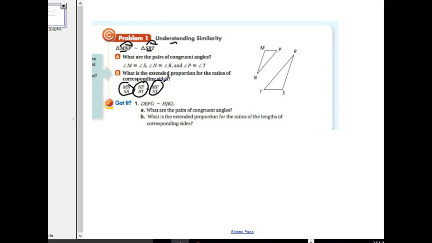Let's look at the Got It. This time it is a four-sided figure. It's not really drawn for you, and you don't really need it drawn for you. DEFG is similar to HJKL. So what are the pairs of congruent angles?